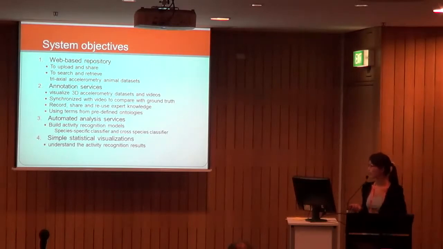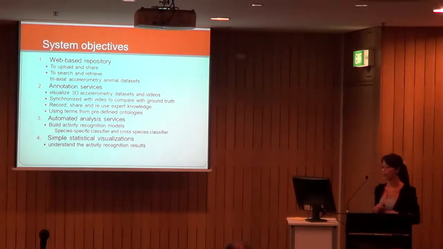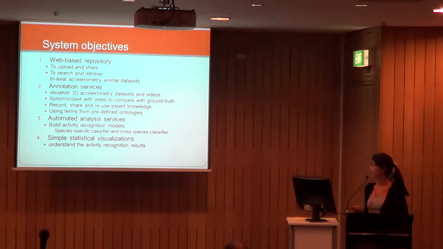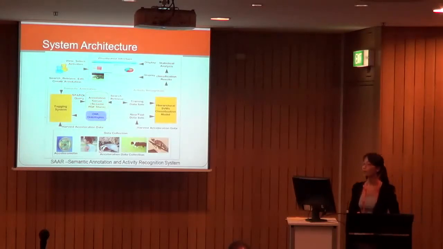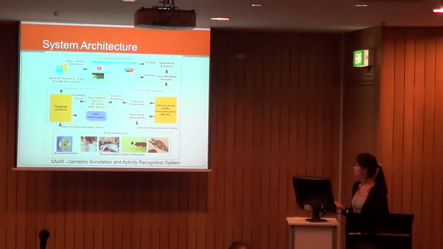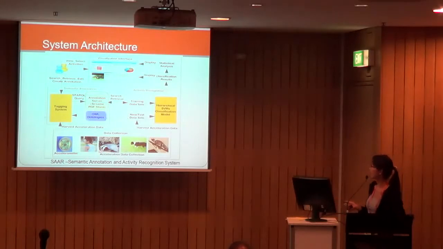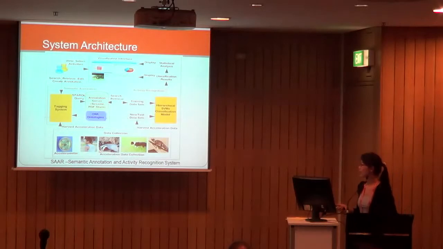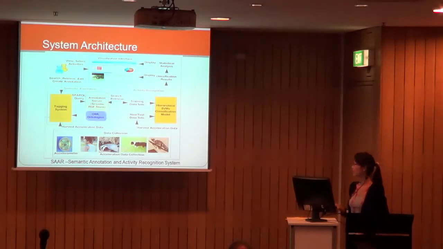And the third aim is to provide simple statistics visualization to help them to understand the activity recognition results. This is our system architecture. For this system architecture, we have 4 components: the data collection component, the tagging system, the visualization, and the activity recognition component. For the data collection, the ecologists need to attach accelerometers to the different species, collect the data, and upload the data to the tagging system.